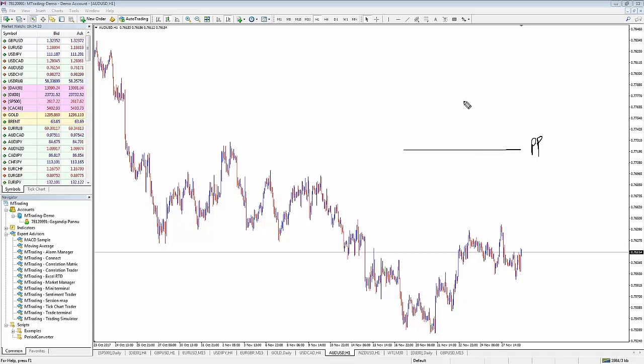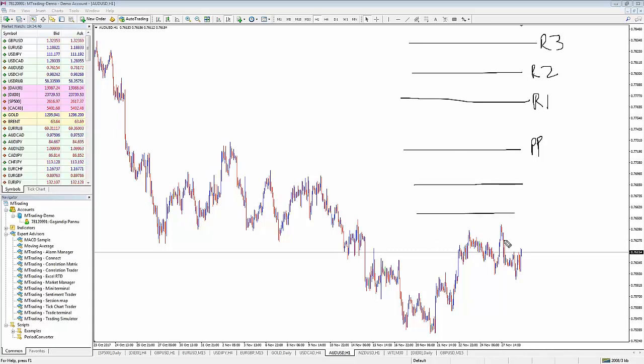And then above that you have 3 levels. Each level is known as resistance 1, resistance 2, and resistance 3. Those are your 3 resistance levels above the PP point. And then below you have an additional 3 levels, which is your support levels: support 1, support 2, and then support 3.